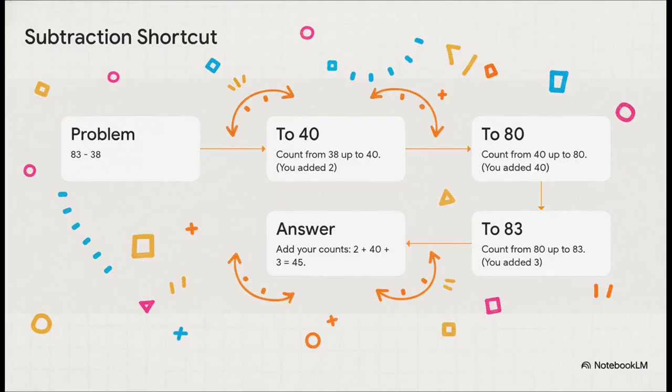All right, let's start with subtraction. Instead of doing all that old-school borrowing and carrying, you can flip the problem around and add up to find the difference. Let's say we have 83 minus 38. Instead of subtracting, think about the distance between the two numbers. We'll just count the jumps to get from 38 all the way to 83. So a small jump of 2 gets us to 40. Then a big jump of 40 gets us to 80. And a final little hop of 3 gets us to 83. Now, just add up those jumps. 2 plus 40 plus 3, and you get the answer, 45.